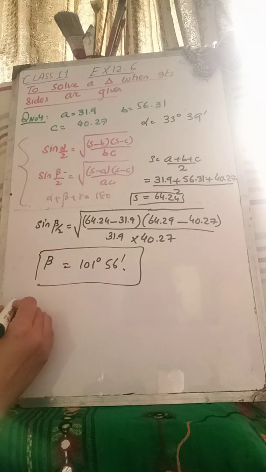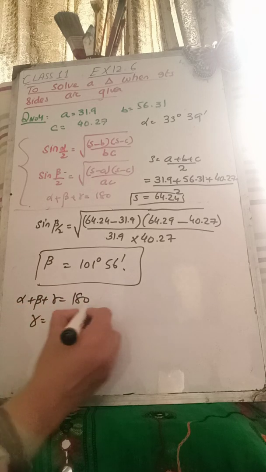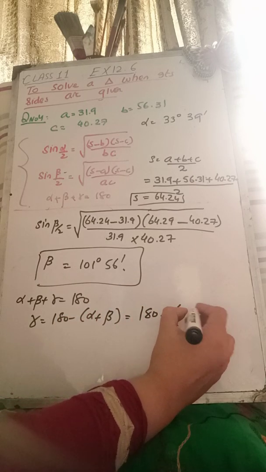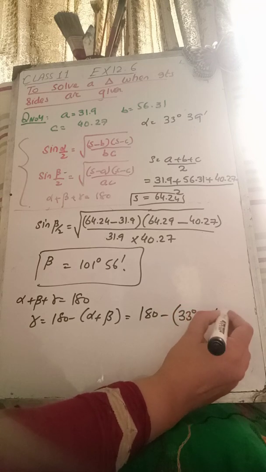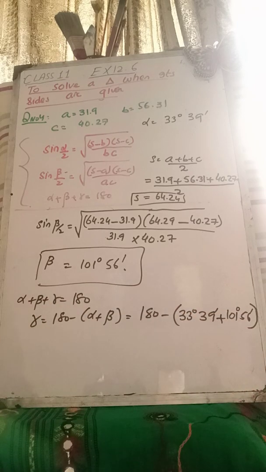Now in order to calculate gamma, we know that alpha plus beta plus gamma is equal to 180. So gamma will be 180 minus alpha plus beta, that is 180 minus alpha was 33 degrees 39 minutes plus beta is 101 degrees 56 minutes. So I'm going to add 33 degrees 39 minutes plus 101 degrees and 56 minutes. I'm going to add them and I'm going to subtract it from 180.